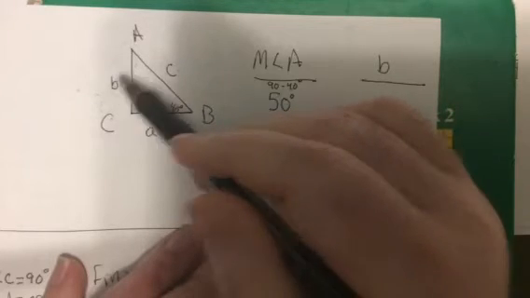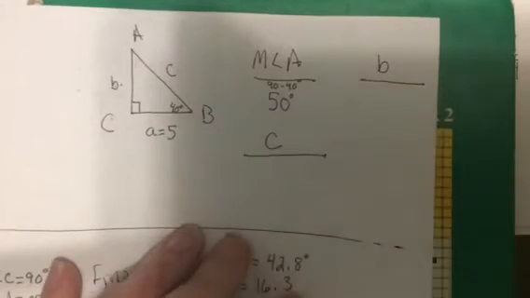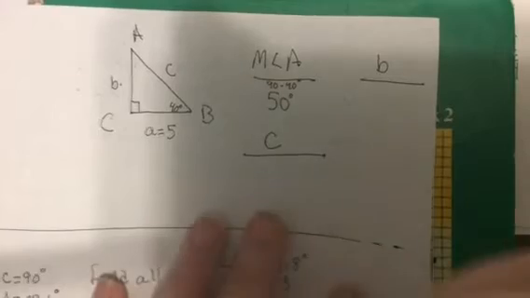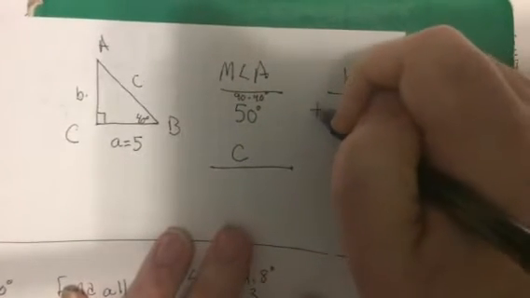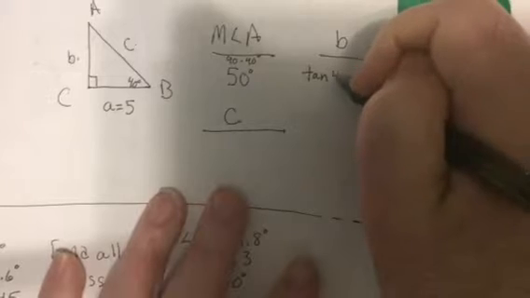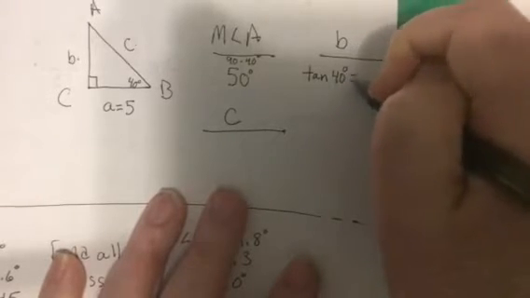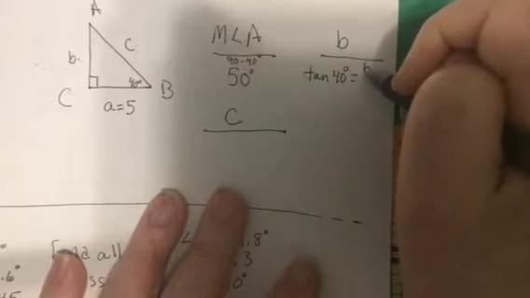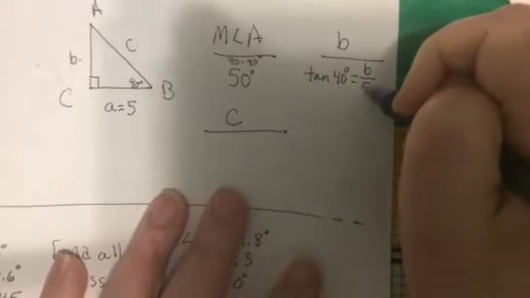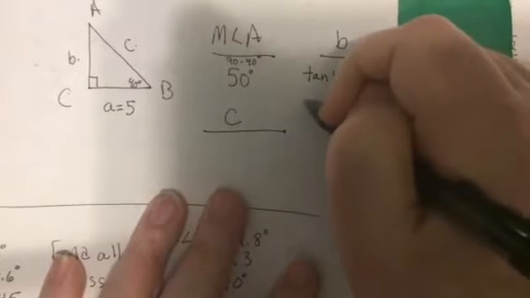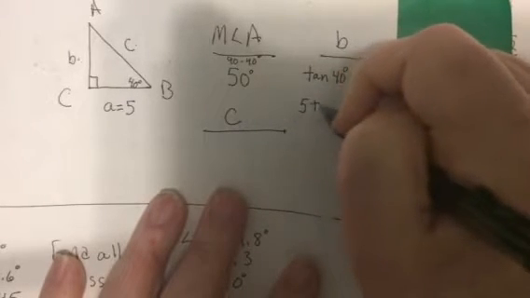This is this over this. What is opposite over adjacent, my students? That's right, tangent. Get them memorized. So I would go tangent of a 40 equals opposite, which is B, over A, adjacent, which is 5. So I'd multiply by 5 to get the B by itself.